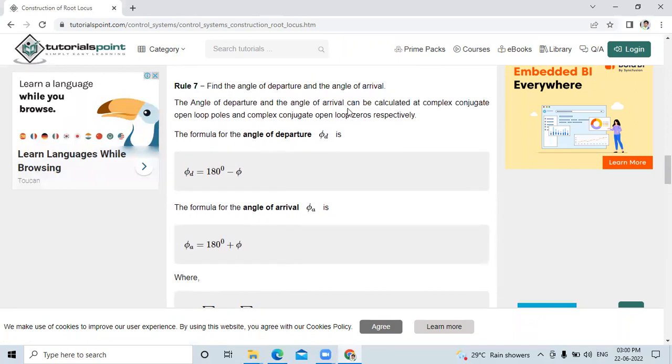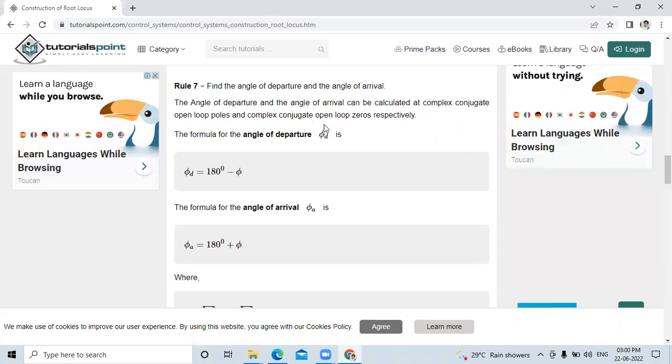Here, angle of departure and the angle of arrival can be calculated for complex conjugate open loop poles and complex conjugate open loop zeros. So the angle of departure is calculated when we have only the poles. Okay, and the angle of arrival is calculated for open loop zeros.